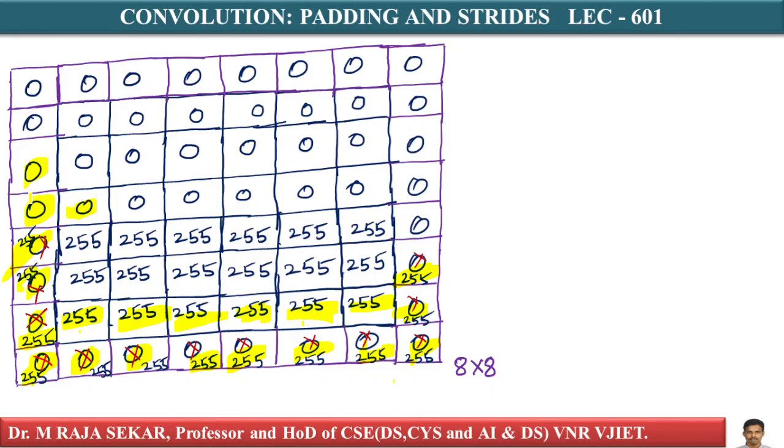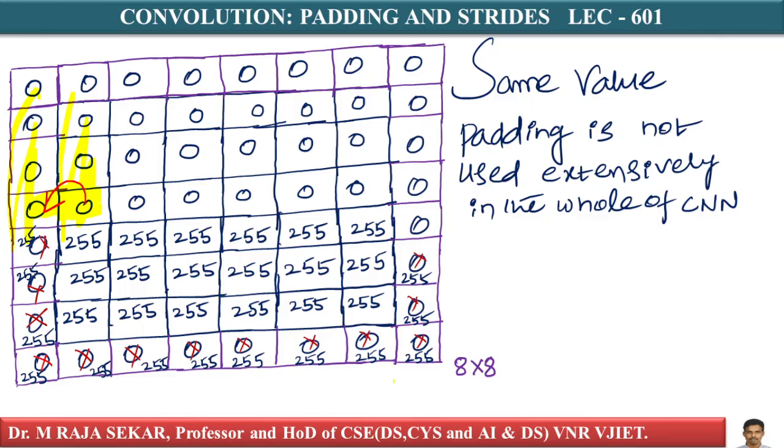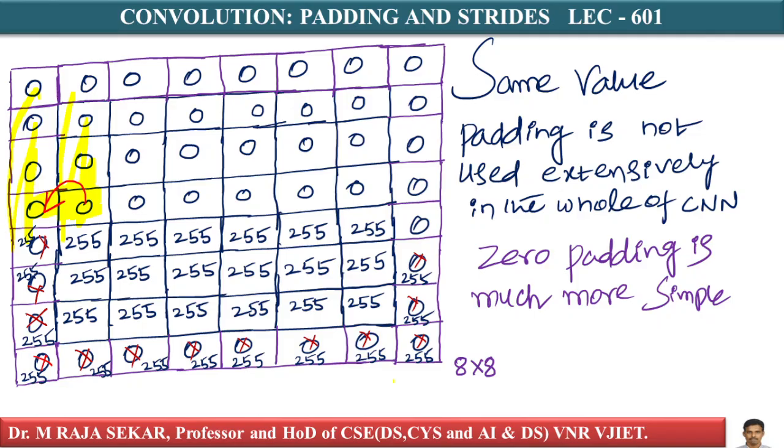In that case, what you have to do is apply same value padding, nearest row or nearest column replication. Here this is column padding, and the nearest column for this one is this one. This is the nearest column. Which one is nearer? This 0. This technique is known as same value padding. Strictly speaking, same value padding is not used extensively in convolutional neural networks, but it can be used. Zero padding is much simpler.